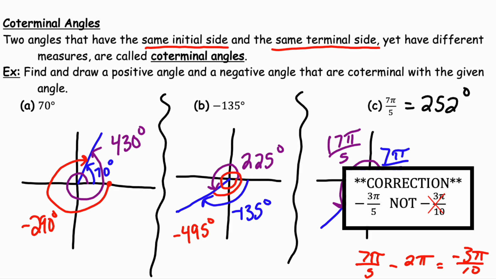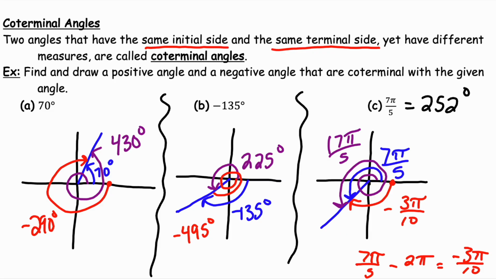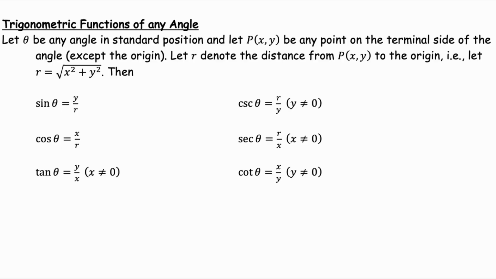Okay, so basically what we're going to do with this information is take this, put a point on our coordinate plane, and create a triangle out of that to find our 6 trig functions. All right, so if you look at the next set of notes here, that's what all this information is.